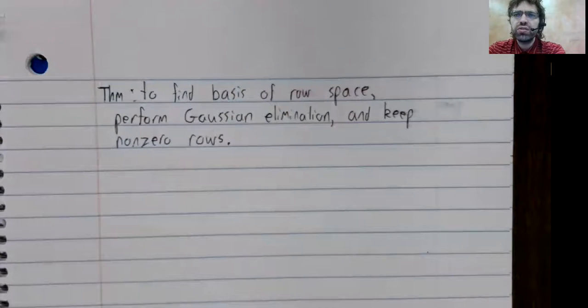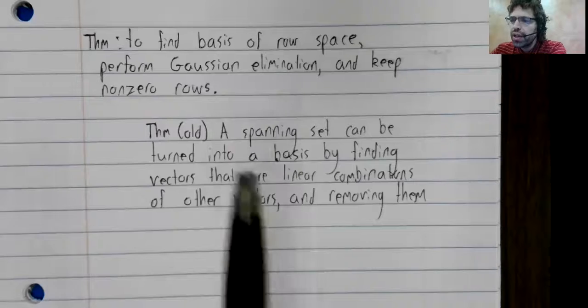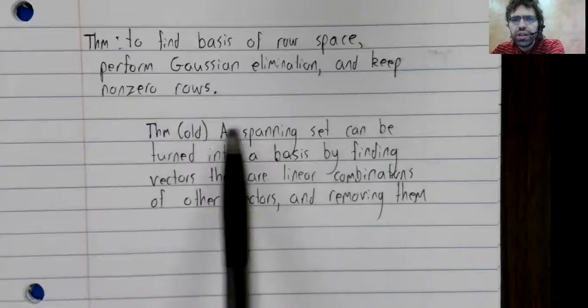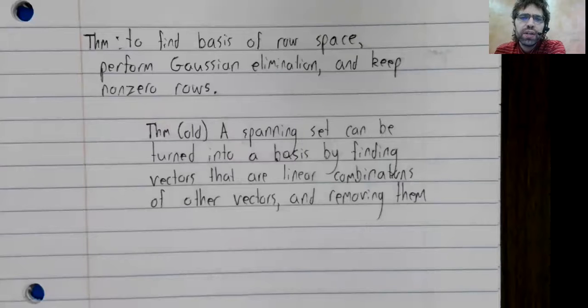This theorem is based on a theorem we've already seen. Row spaces are clearly finite dimensional because the rows are a finite spanning set. And we have this theorem that says if we have a finite spanning set, we can turn it into a basis by finding vectors that are linear combinations of other vectors and removing them.